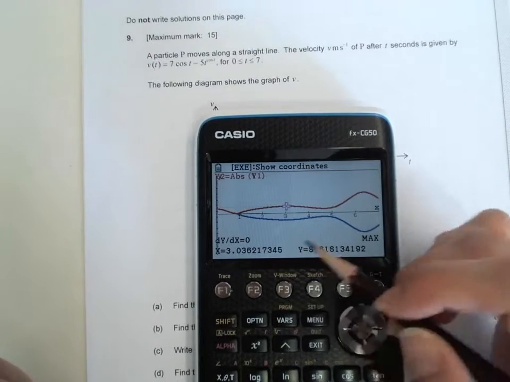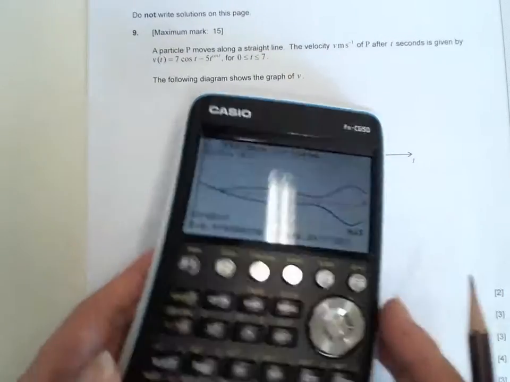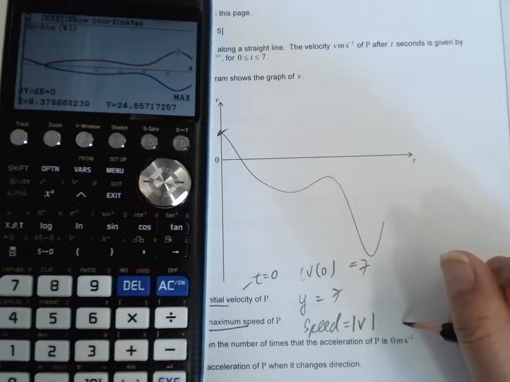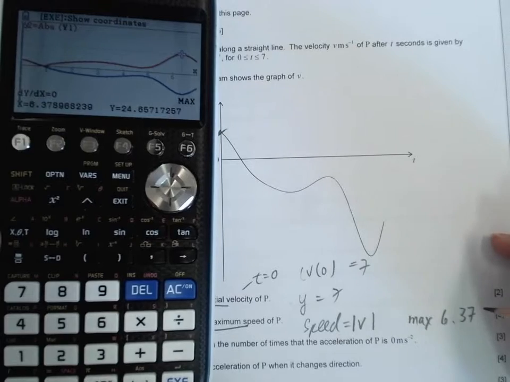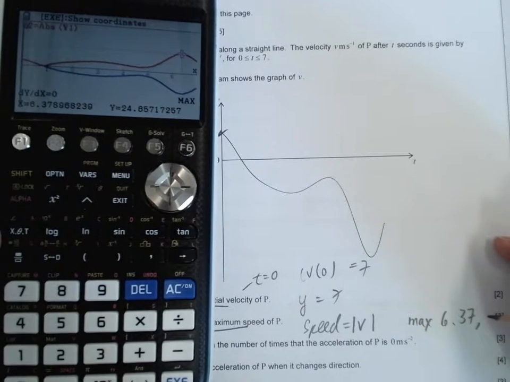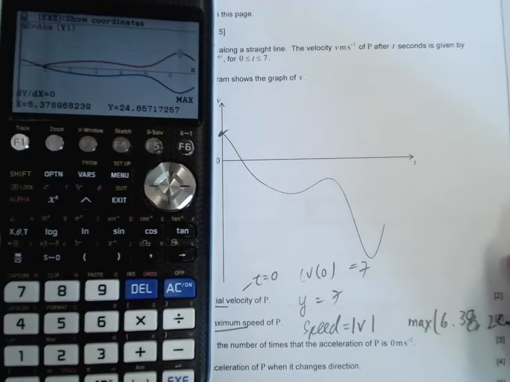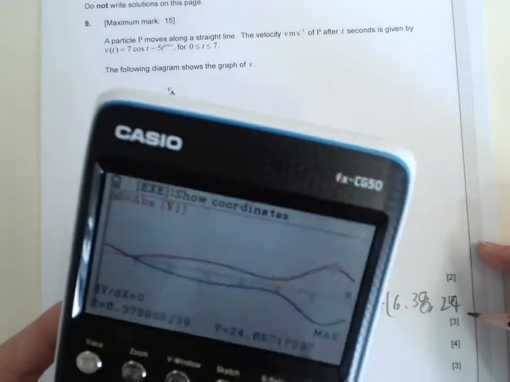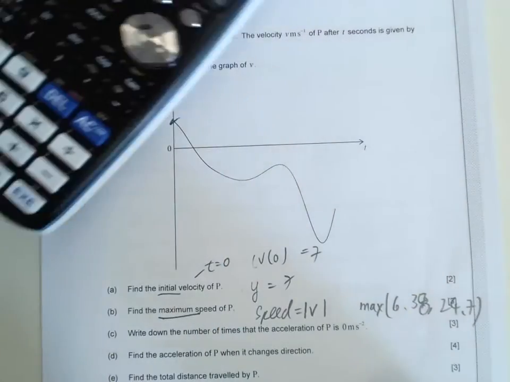So this is the first one, this is not that high. I want this maximum because it's the higher one. So the maximum of it is 6.37, and 6.38 actually, and then the other one is 24.7. That is our maximum.